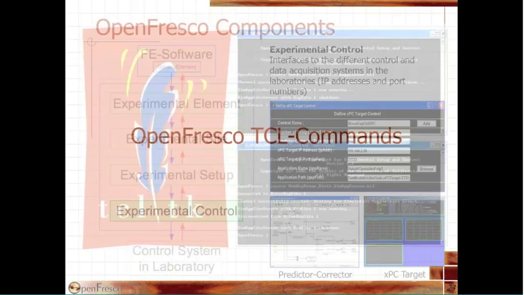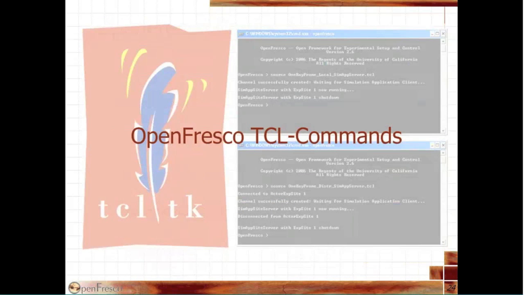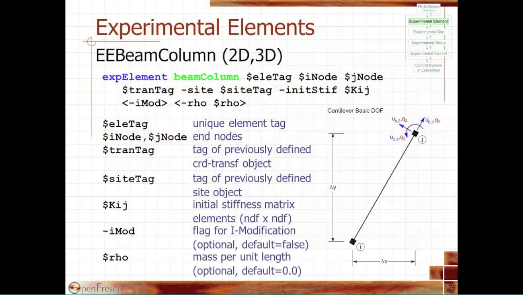So now, a short few slides on the OpenFresco Tcl commands. The approach we're taking with OpenFresco is very similar to what is in OpenSees. So for any object that we need to create, we added new commands into the Tcl interpreter. The first example that I'm showing here is for a beam column element. So this is an experimental beam column element. So instead of saying element, we will say experimental element. We'll tell what the type is, a beam column.